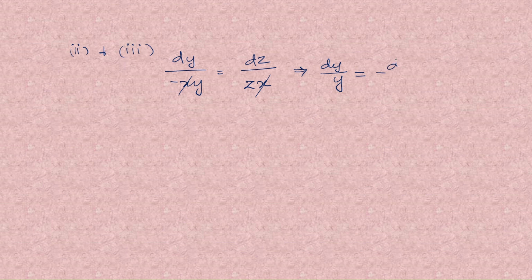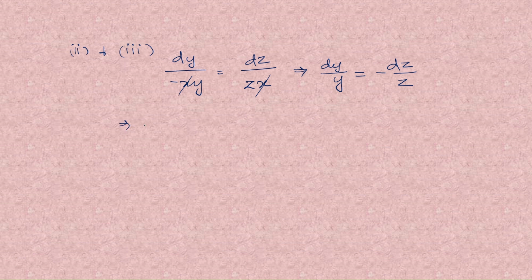Now consider ratio 2 and 3. Ratio 2 is dy divided by minus xy is equal to the third ratio, dz divided by zx. Here we don't want the variable x, so we can cancel x. So dy divided by y is equal to, taking the minus here or multiplying throughout by minus 1, minus dz by z.